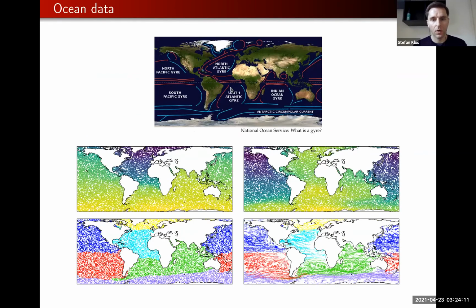Here we have now ocean dynamics, and we want to find the main gyres again from the data. We have here again the drifters. These are all virtual buoys which have GPS trackers, and then using these data sets we can cluster again the state space, and we can find these main gyres from data.